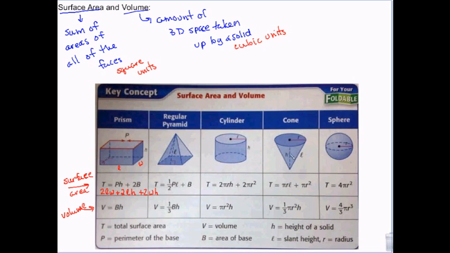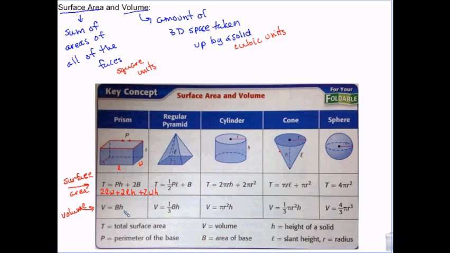A cone, you have a slant height again, and then you have a regular height. So you have pi times the radius times the slant height, and then you have pi r squared for the circle. And then in the sphere, you have 4 pi r squared.